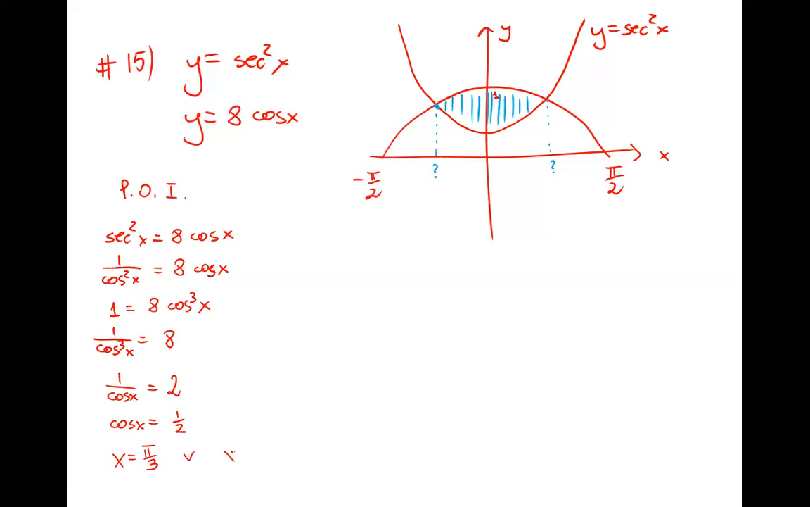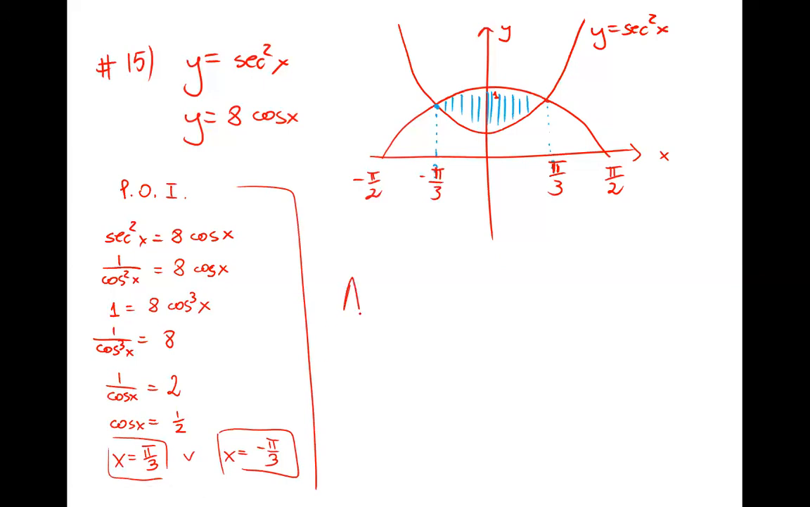Cosine for what angle is 1/2? For pi over 3, and of course for 5 pi over 3, but we will use the 4th quadrant in the negative notation, since we have the x-axis. Okay, that means this looks like pi over 3, and negative pi over 3. Okay, so we do have points of intersection.